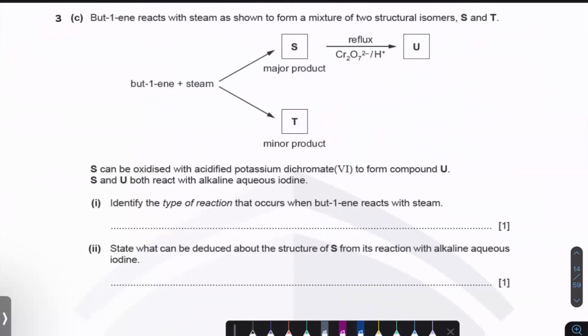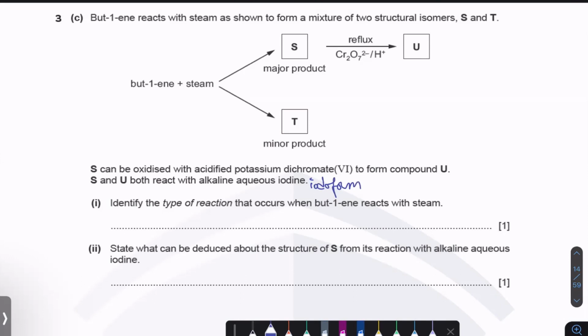Alright, but 1 reacts with steam as shown to form a mixture. Okay, this makes two products. S can be oxidized further. N, S and U both react with alkaline aqueous iodine. We have not studied the alkaline iodine reaction. It's called the iodoform reaction. We will come to it after we study carbonyls, so don't worry about it.